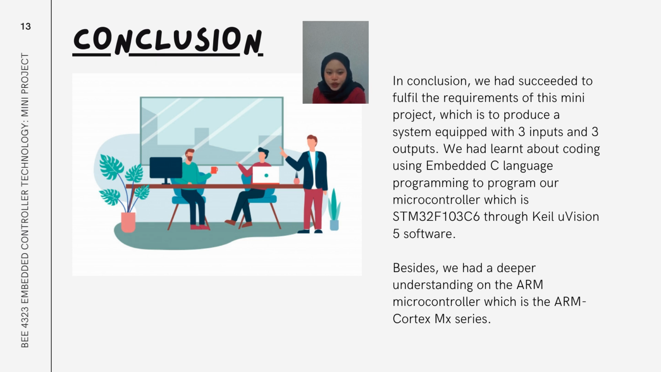In conclusion, we succeeded in fulfilling the requirement of this mini project, which is to produce a system equipped with 3 inputs and 3 outputs. We have learned about coding using embedded C language programming to program our microcontroller, which is the STM32F103C6, through the Keil microVision 5 software. Besides, we gained a deeper understanding of the ARM microcontroller, which is the ARM Cortex-M0 series.